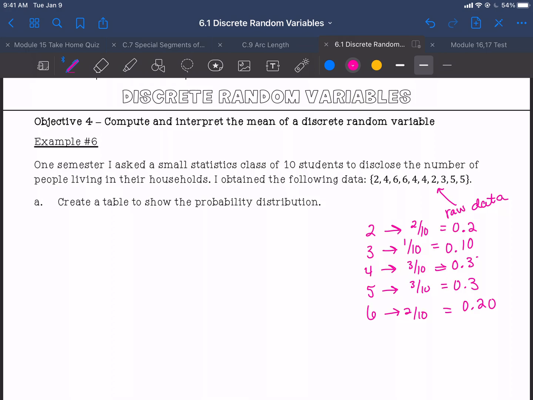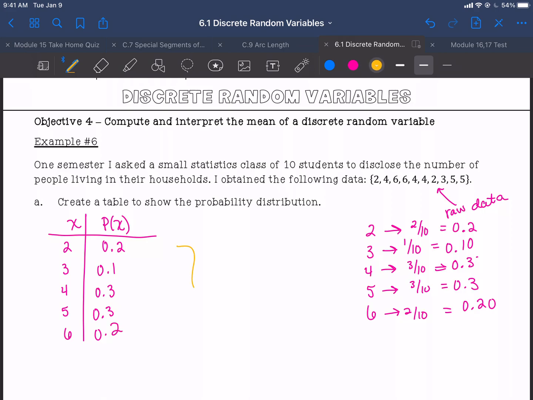So when we create our table here, we have our possibilities of the random variable and the probabilities of that. So we have 2, 3, 4, 5, and 6. And then our probabilities are what we just found out of the total. So really, we have done this before because those are just the relative frequencies. Okay, we just took how many we had out of the total. So there is our table.